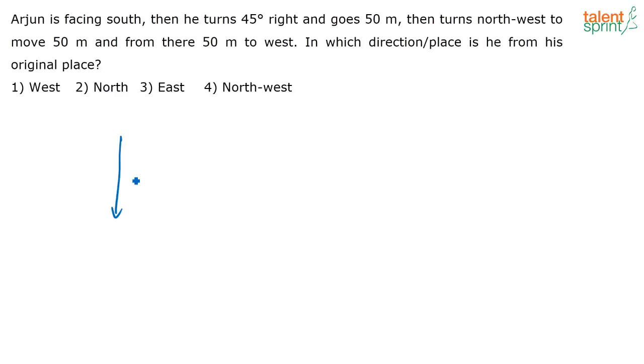Whenever you have questions on directions, as I always say, draw the directions diagram: north, south, east and west. Now Arjun is facing south, so he is facing in this direction. He turns 45 degrees to the right. If he is facing in this direction, this is going to be his right and this is going to be his left. So he turns 45 degrees to the right and goes 50 meters in this direction.